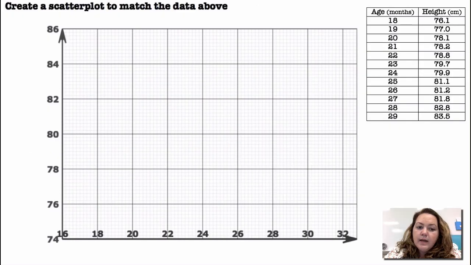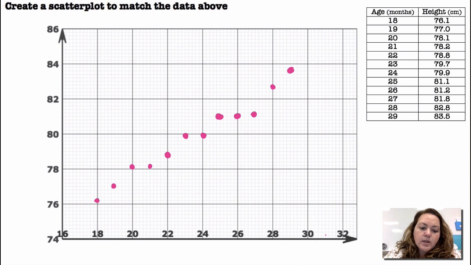We are going to create a scatter plot to match this same data. So we have age and then height. If they are 18 months old, their height is 76.1 centimeters. So I'm going to go to 18, 76.1, and put a dot there. Now be careful, because this number line is counting by 2, so then I'm at 19, 77, put a dot there, 20, 78.1, and so on. I'm going to keep putting my dots where they go, each increase, until I get all of my dots plotted on my scatter plot.